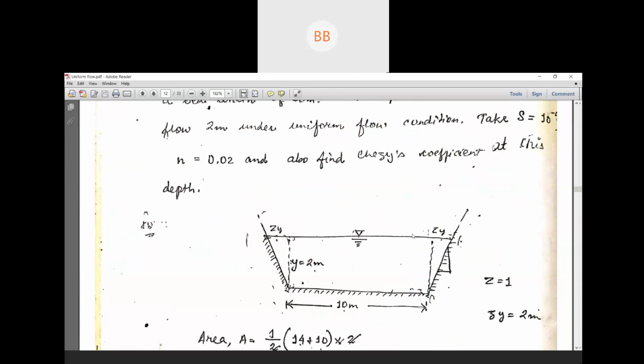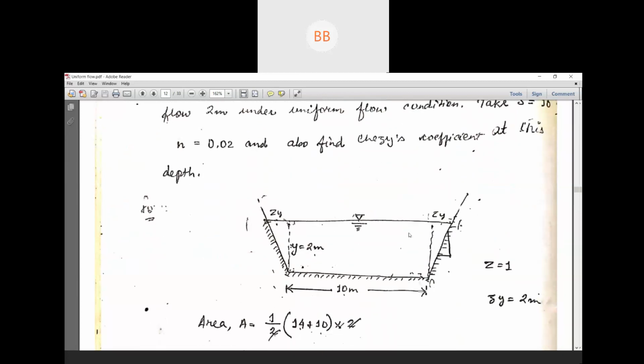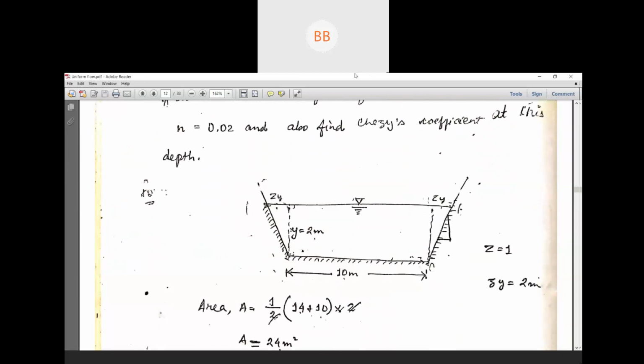So you try to solve the first part. First part is nothing but we need to find out the discharge. Discharge is nothing but area into velocity. So first we need to find out the area. First you find out the area.